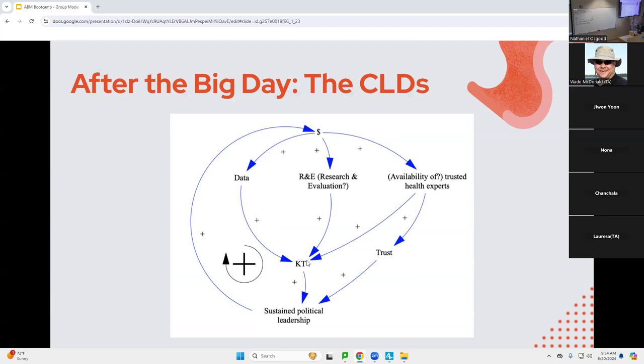Knowledge translation. KT, knowledge translation. Yeah. So, knowledge translation. That's what that one represented. How do we communicate to the public? How do we communicate within the ministries? That sort of stuff. How do we share the knowledge that I have with everybody else in an effective way?